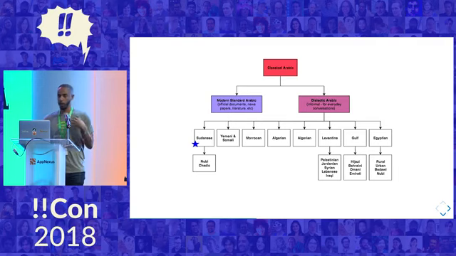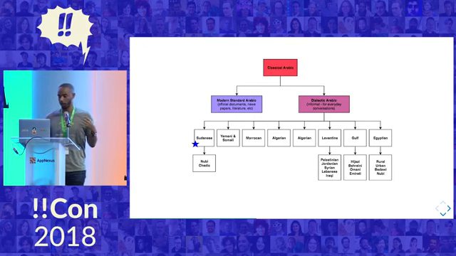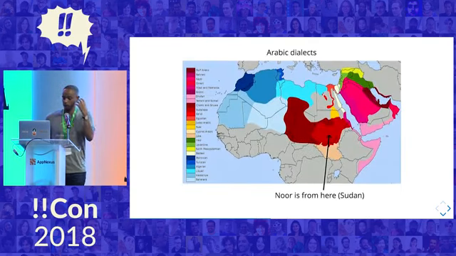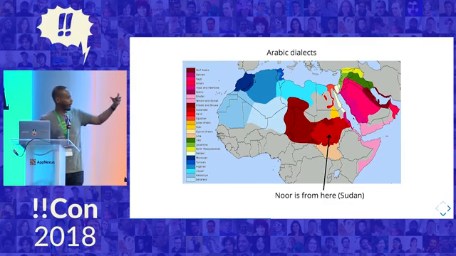But for Noor, I especially used my Sudanese dialect because I was thinking about myself. It's what would really get me started on this. And just to show you a map of all these dialects and how they vary, I'm from Sudan, and so this is the area where my dialect is really prevalent. But there are different dialects across North Africa and the Middle East.